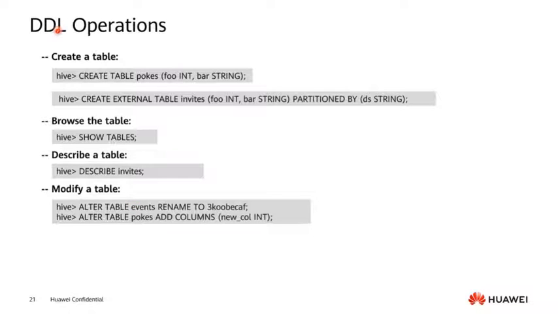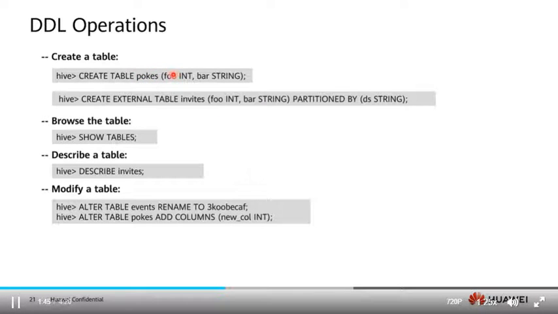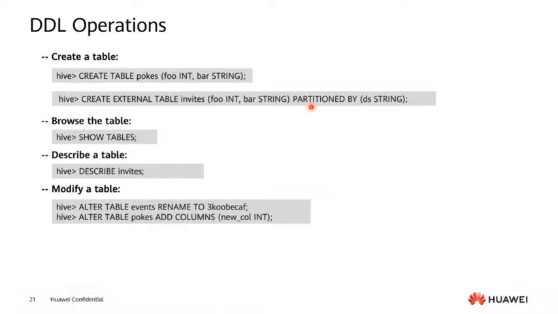For DDL, we can create a table using the following statements. The syntax is rather simple. If we are creating a managed table, then use create table plus the table name plus the field or column names as well as the data types. Partition information, data directory, and separators are optional when creating a table.